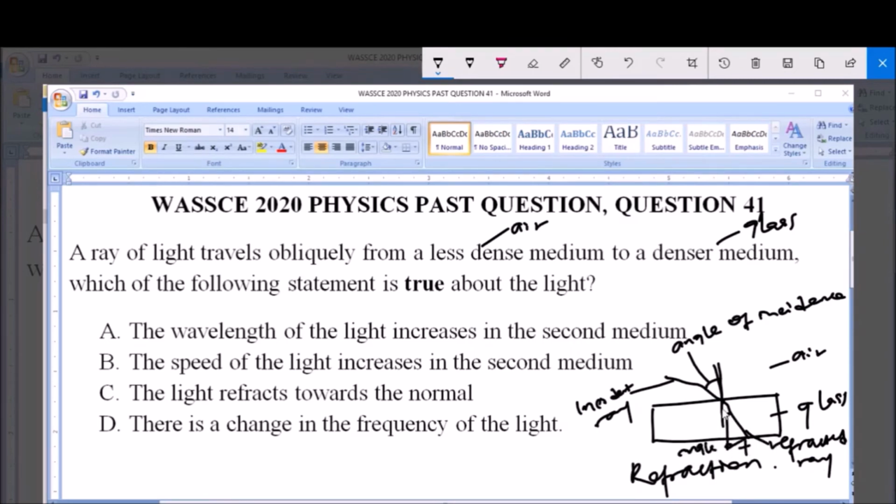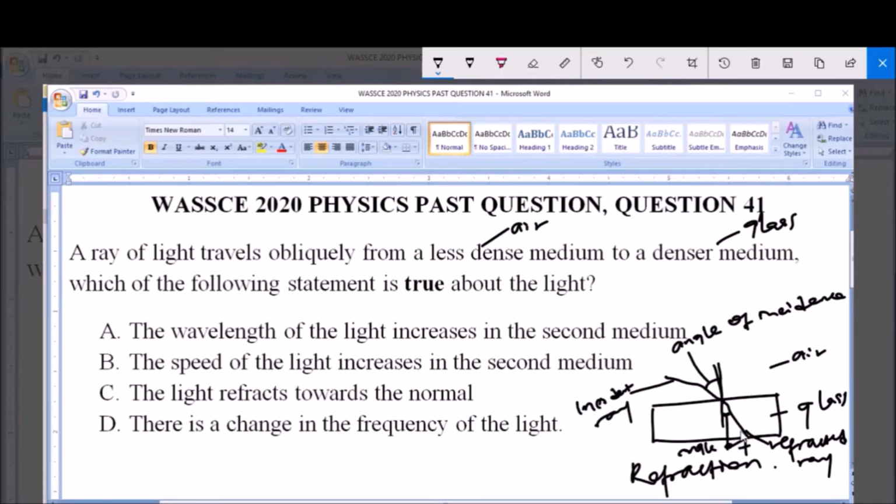angle of refraction. Now if the ray of light was traveling from a denser medium, which is the glass, to a less dense medium, it would move away from the normal. But because it is moving from a less dense medium to a denser medium, it is moving towards the normal. That means the ray of light has been refracted, because there is a change in density of the medium. Now the wavelength won't be affected, the speed won't be affected, neither will the frequency be affected, but the direction of this wave will be affected, and that is refraction.